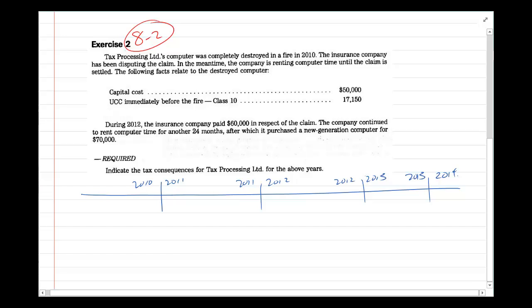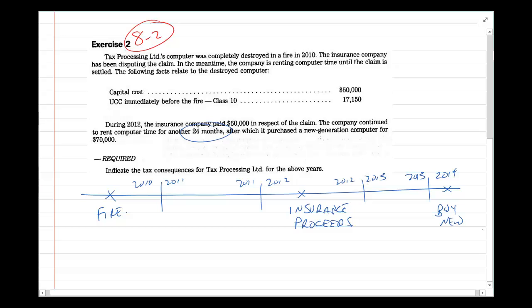Okay, and so you can see the problem here. I won't read all of it, but basically what happens is we have a fire. So a big event in 2010, and it destroys some computer equipment. Nothing happens in 2011. Then in 2012, the insurance company finally says, okay, you can have some money. So they give us the money. Then we still don't go out and buy anything new. A whole 24 months pass, and finally we go out and buy new equipment.